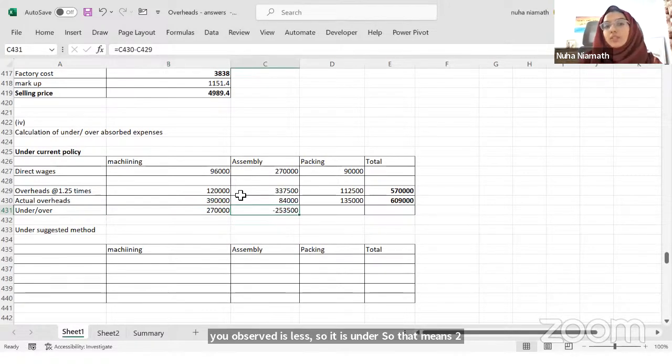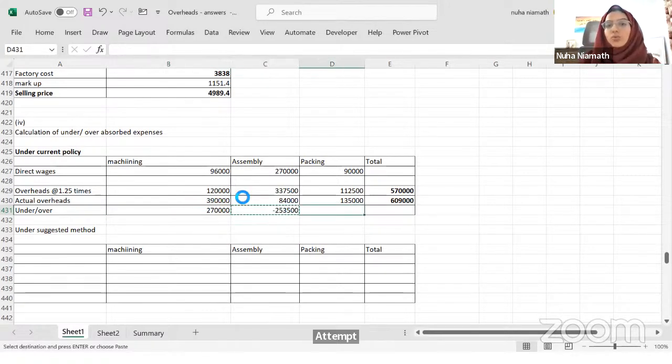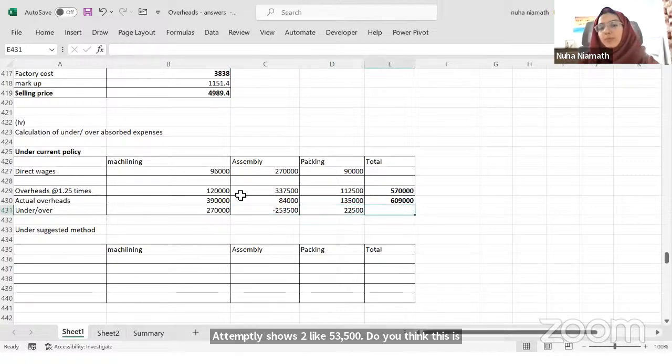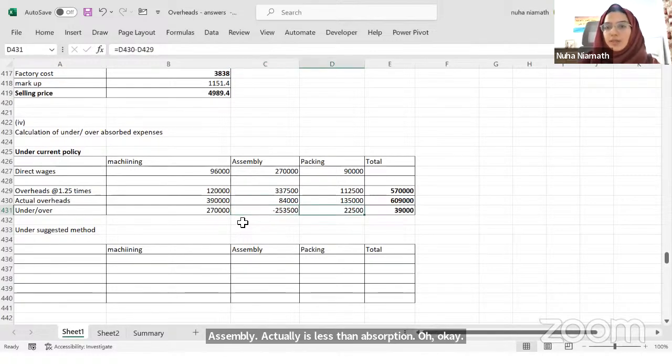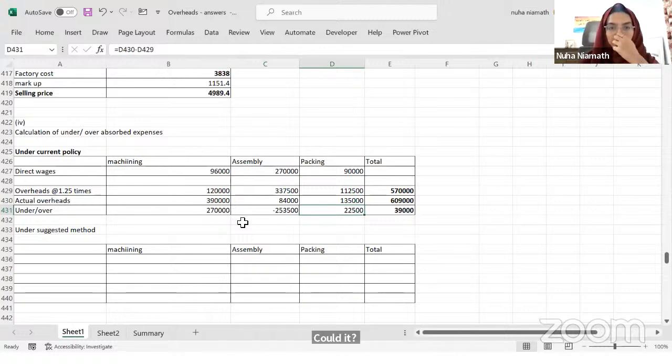Assembly shows 2,53,500. Do you think this is under absorbed or over absorbed? Assembly. Actual is less than absorption. Over absorbed. Shakya says over. Correct. Atira, over. Correct. How about packing? Under absorbed or over absorbed? Over absorbed. Perfect. So 39,000. Great. Okay. Now the total.